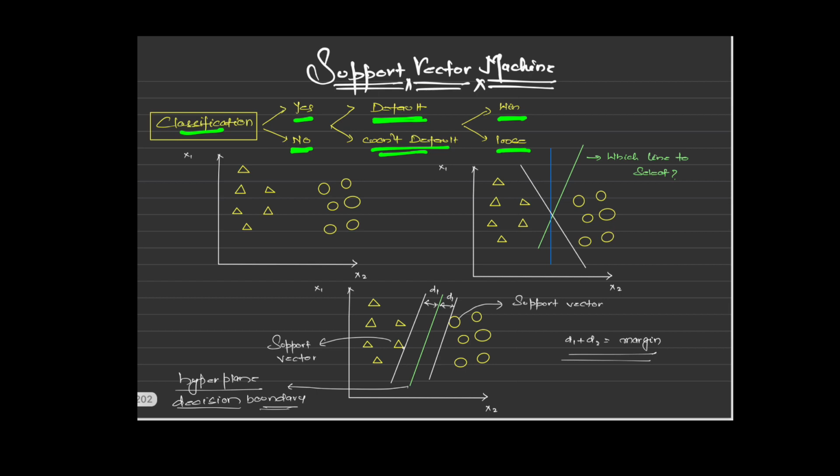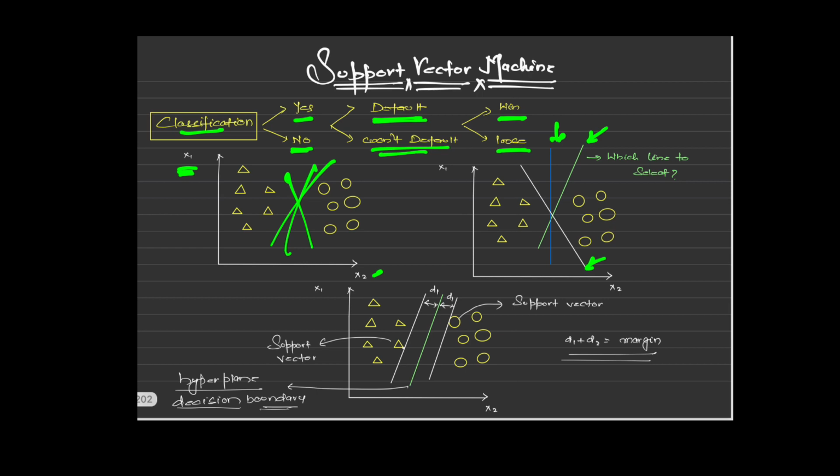So assume that x1 and x2 are some features. And when you plot the data, these are some set of data which are triangles and these are some set of data which are circles. Now you want to differentiate between the triangles and circles with the help of a line. Now this could be one of the lines, this could be one of the lines, or this could be one of the lines. Any line you can plot to differentiate.